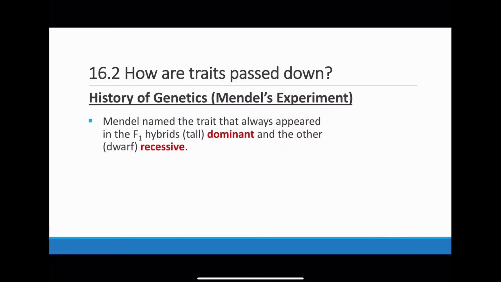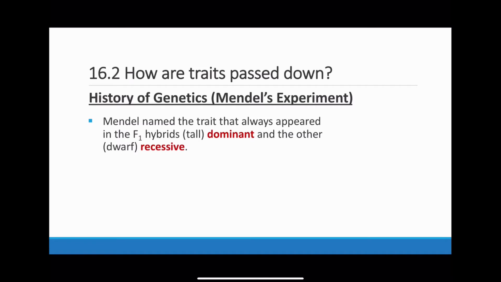So from this experiment, he found out a few things. Number one, he realized that there are certain characteristics that are dominant and certain that are recessive. So he found out that the tall trait is dominant. He didn't arrive at this conclusion because tall is better than dwarf. Okay, that's not the purpose of saying whether something is dominant or recessive.